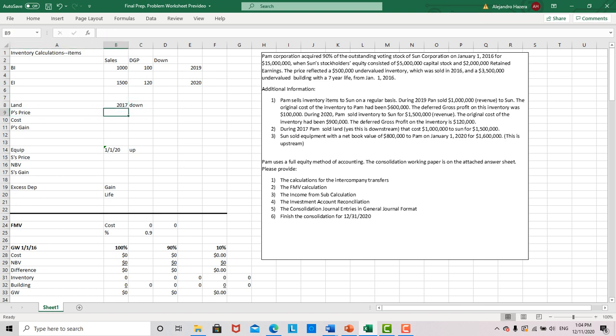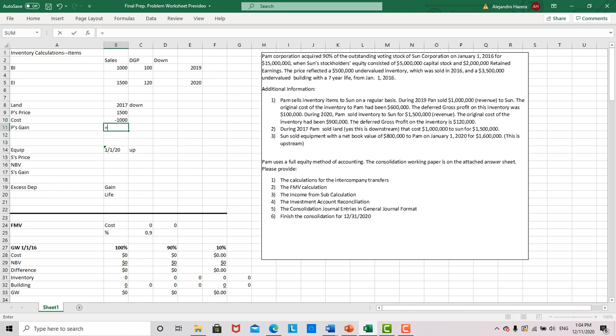Okay, now we move on down to the land transfer, number 2. During 2017, so that was 3 years ago, PAM sold downstream a piece of land to Sun that PAM had originally paid $1 million for, and was selling to Sun for $1.5 million. So this is a 2017 transfer. Okay, and the price that was charged by PAM to Sun is $1,500,000. The original cost to PAM had been $1 million.